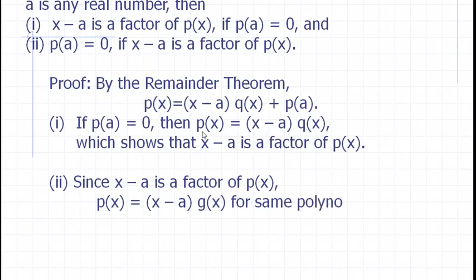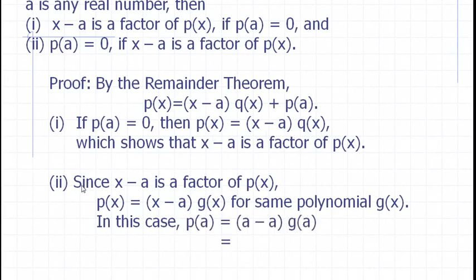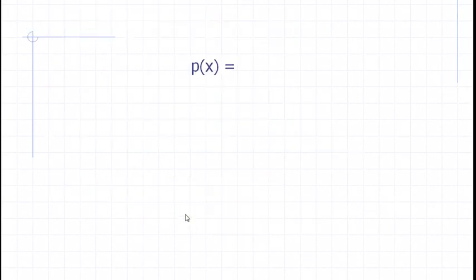It means when this p(x) is a multiplication of these two terms, this x minus a is a factor of p(x). Okay, second, since x minus a is a factor, it means this p(x) is equal to this. So there is no remainder term in this. Therefore, this remainder is 0, for some polynomial g(x). In this case, p(a) is equal to (a minus a) times g(a), which gives you 0. Let us see another example.